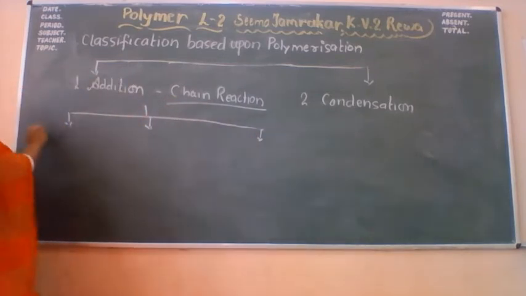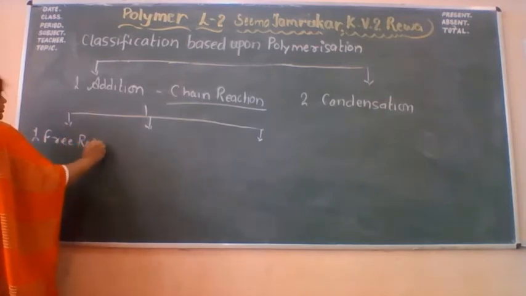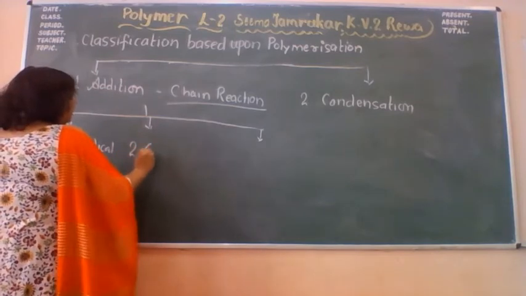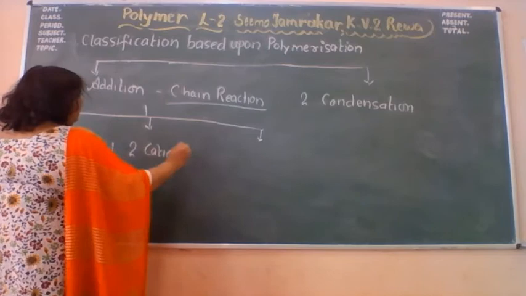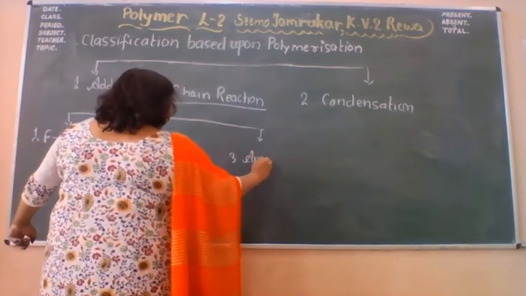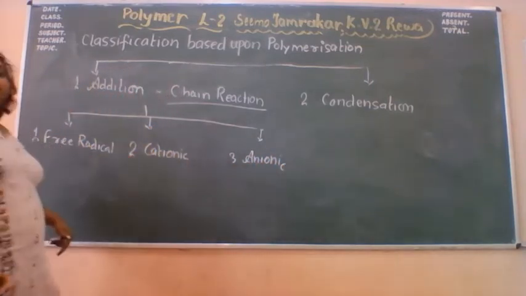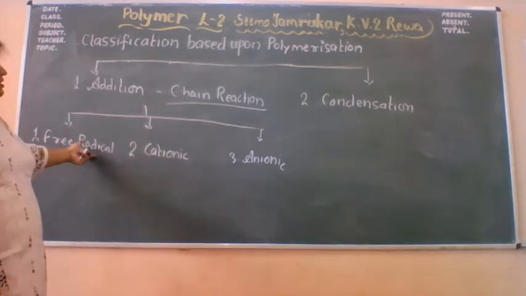The first one is free radical, the second one is cationic, and the third one is anionic. Free radical, this is the term that we have studied in class 11th.